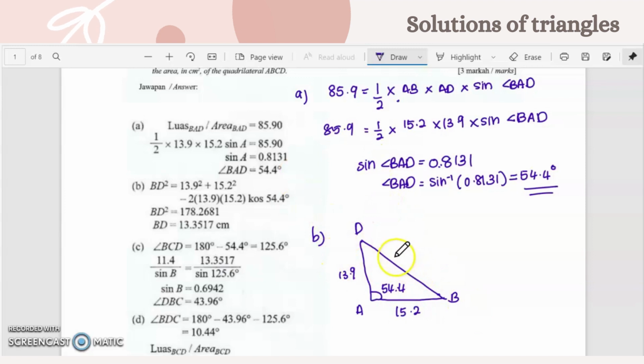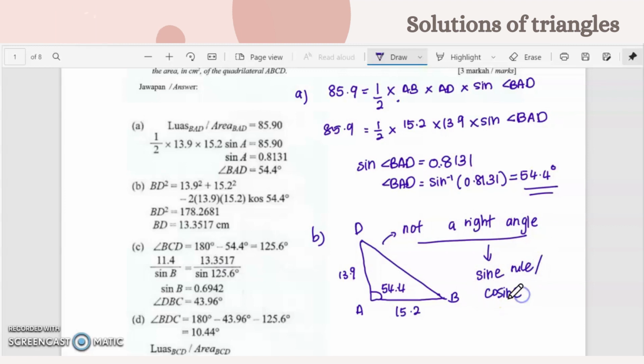Once we want to find the length of BD, we can't use the Pythagoras theorem, or the trigonometric ratios, that is sine, cos and tangent, SOH CAH TOA, because the triangle BAD is not a right angle triangle. Since this is not a right angle triangle, we will use either the sine rule or cosine rule to find the side or the angle. It depends on whether we want the length or the angle. So it's either sine rule or cosine rule, and we have to choose based on the situation given.